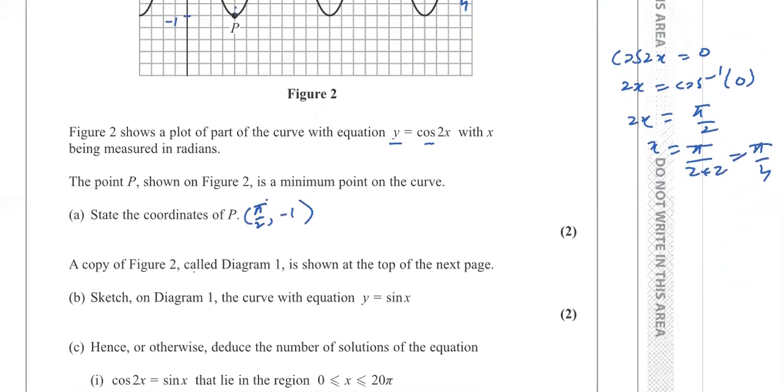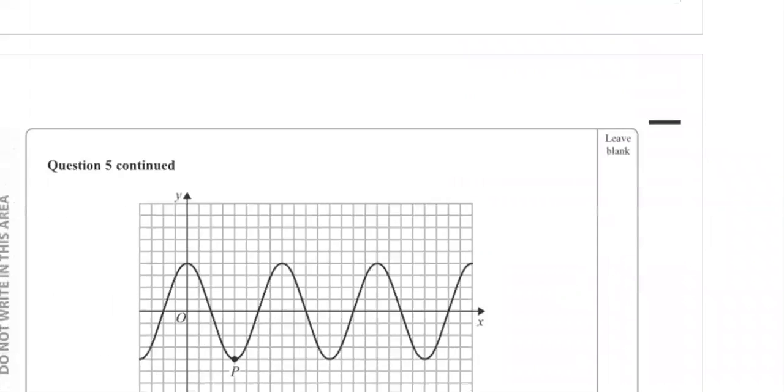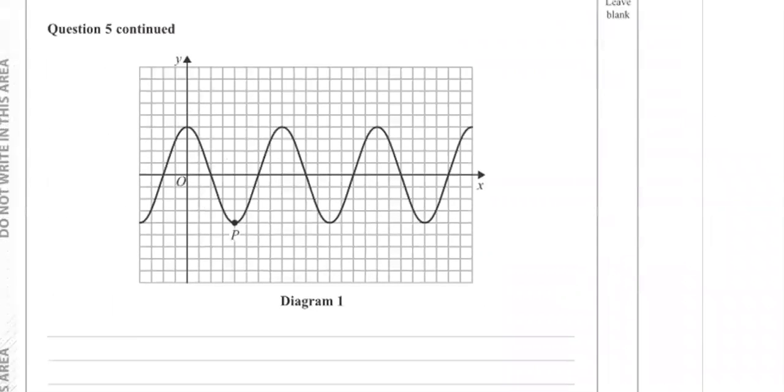So next is a copy of the figure 2 called diagram 1 is shown at the top of the next page. Sketch on the diagram the curve y is equal to sin x. Now on this one we have to sketch the curve y is equal to sin x. So if I have to sketch, I know about these values already. So at different points, if I will, it's better.